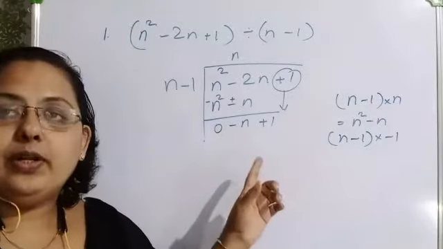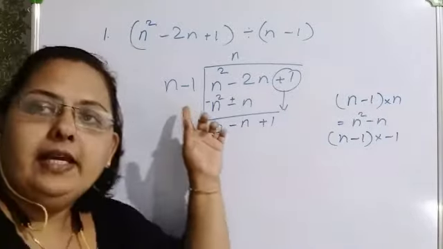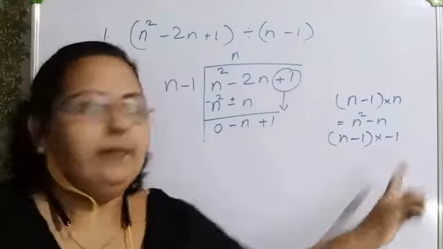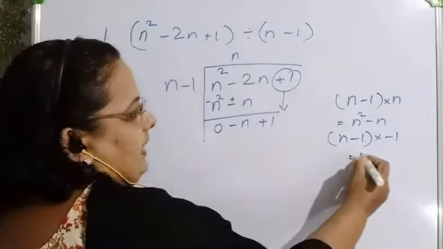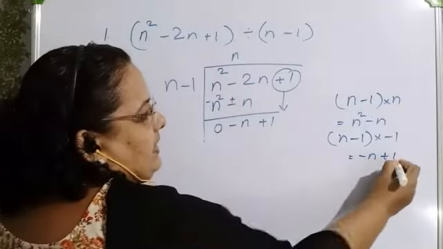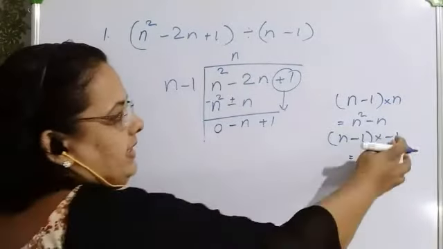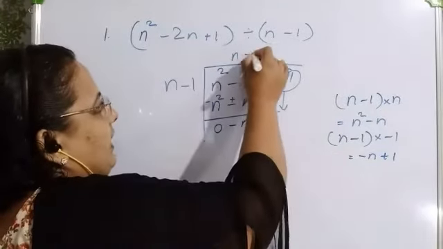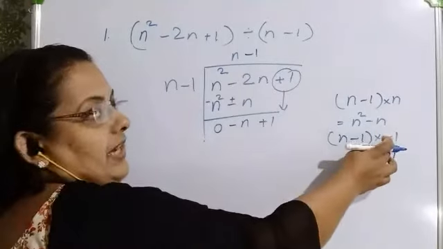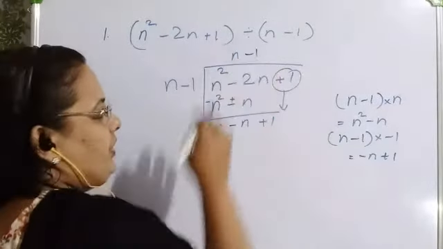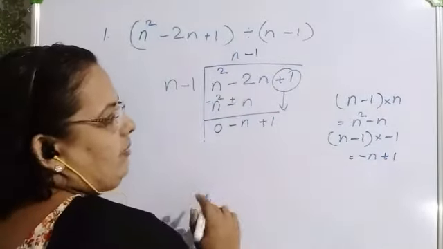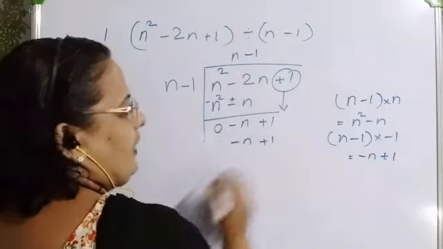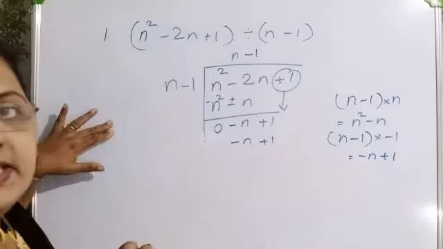So for that you have to multiply this n minus 1 with negative 1, so that you get negative n plus 1, because minus into minus is plus. And now we are going to write here the minus 1, because this is the minus 1 we have multiplied. So we write it in the quotient's place, and minus n plus 1 we will write here. Okay, is that clear?